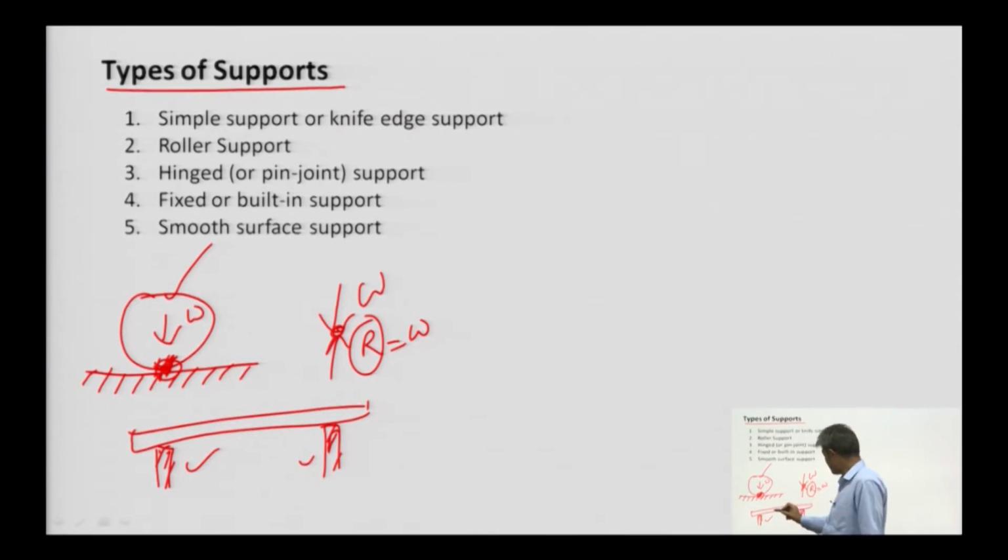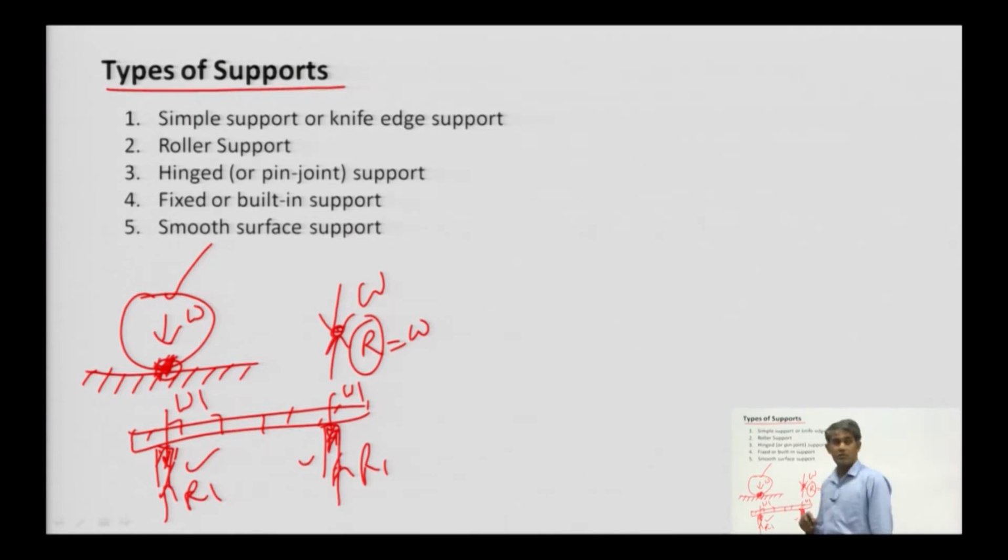In the same case, if there is weight W and part of it, W1, is coming over here, then equal and opposite R1 and R2 will be there, and R1 and R2 will be considered as the reactions, okay, because these are the reactions of the support, that is why it is called support reaction.